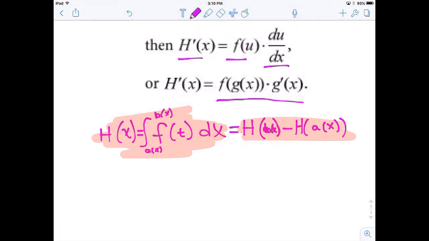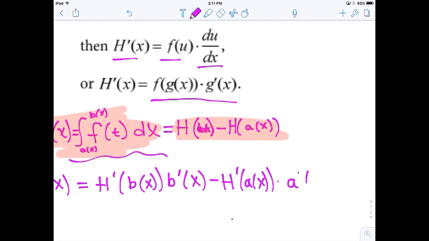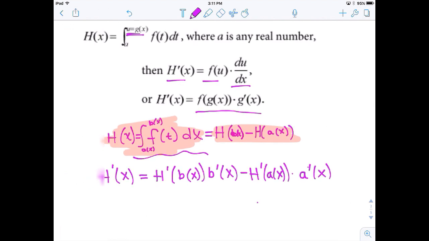If I take the derivative of that, it would be the derivative of this integral. And so what that would really be would be h prime of b of x times the derivative of the inside, which is b prime of x, minus h prime of a of x times the derivative of the inside, which is a prime of x. So that's where we're going to kind of start out here. Let's do some practice with taking the derivative of an integral and making sure that we remember that we need to take the derivative of those bounds when we do it.